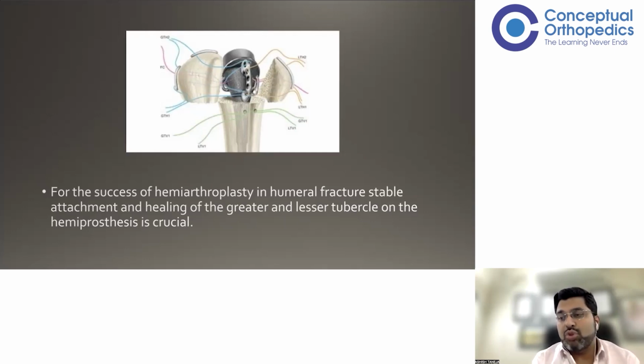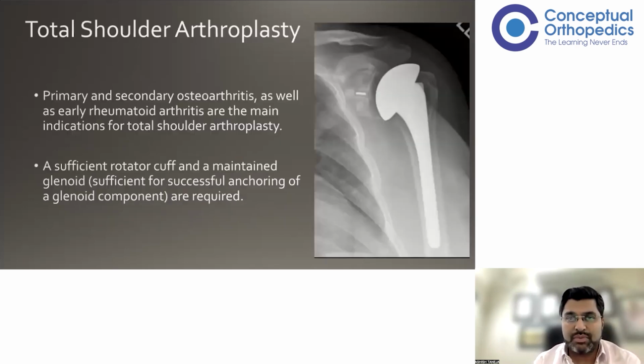In shoulder arthroplasty, the main thing is to dial in the right version of the humerus and to get the tuberosities to come back at the right place at the right height. So these two points are the most important for a successful outcome of hemi-arthroplasty.